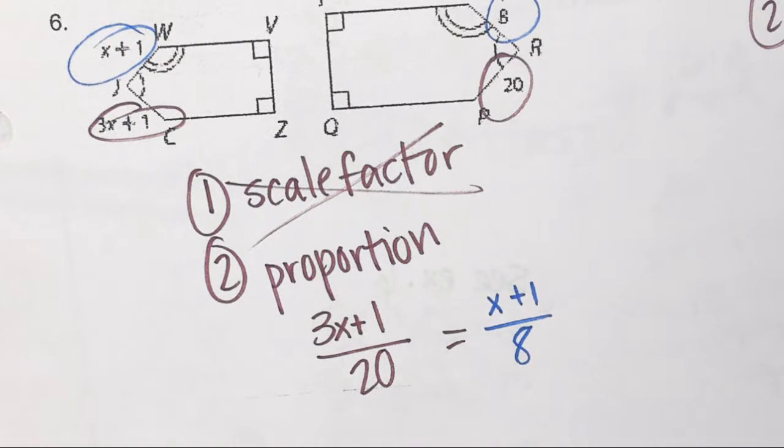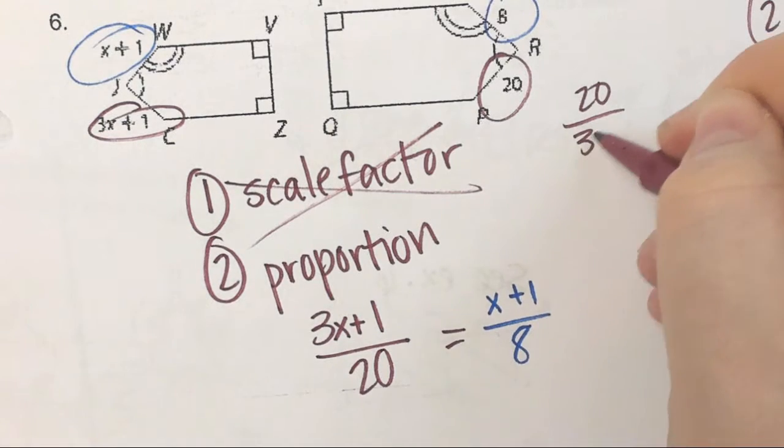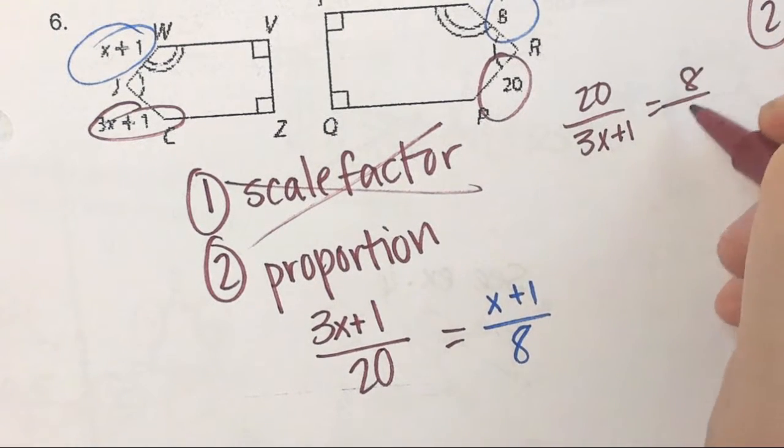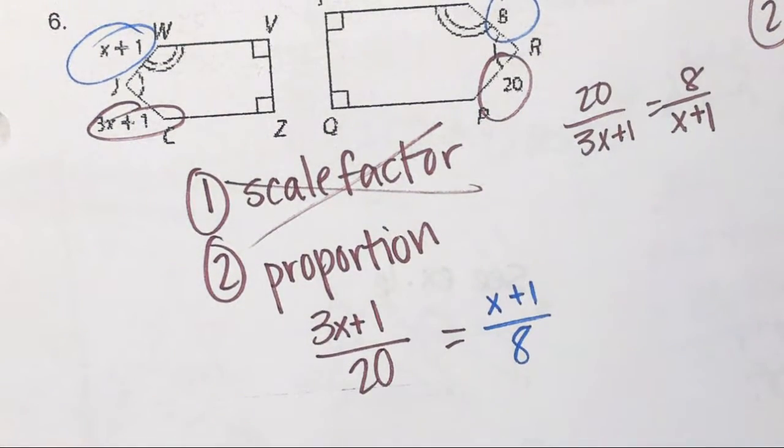Yes, Dylan, if you want all yours to look like 20 over 3x plus 1 equals 8 over x plus 1, then you'll get the same answer. It's when you start mixing and matching that we have an issue. Either this shape's in the bottom or this shape's in the top. Regardless, the shape has to be together.